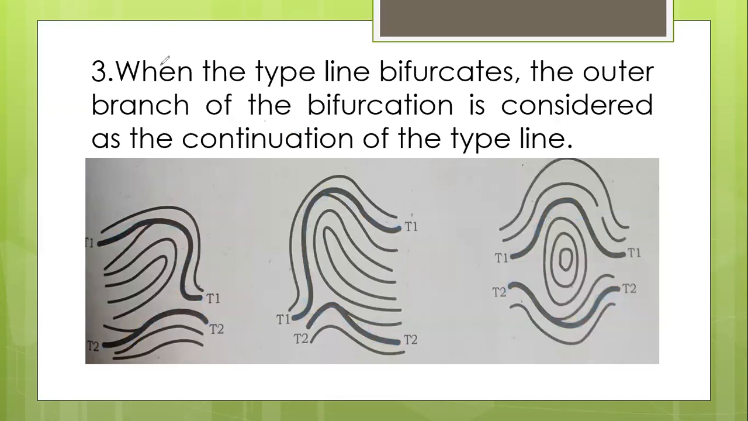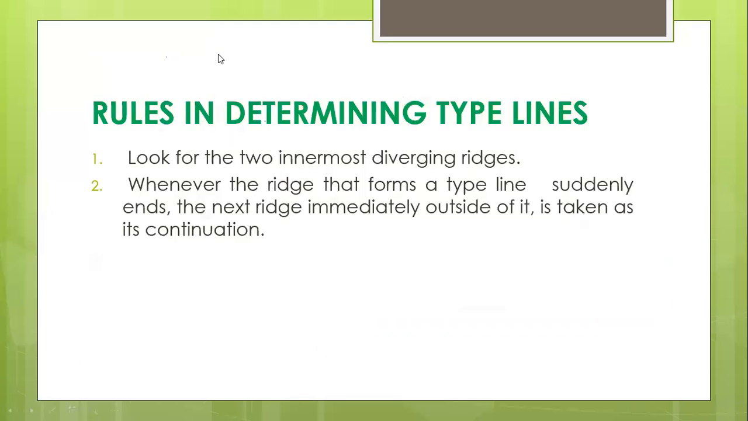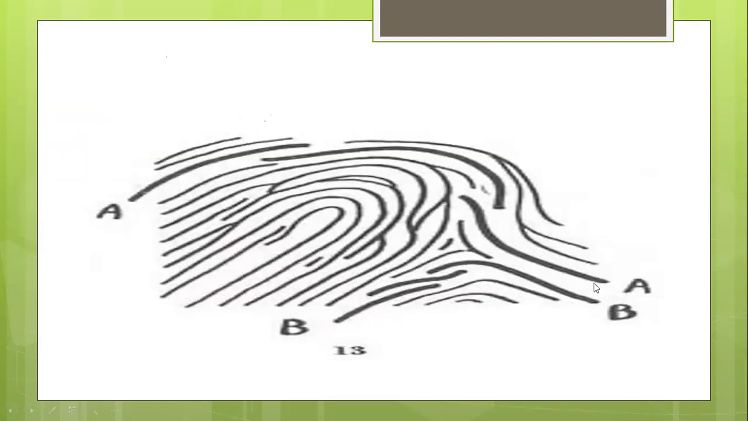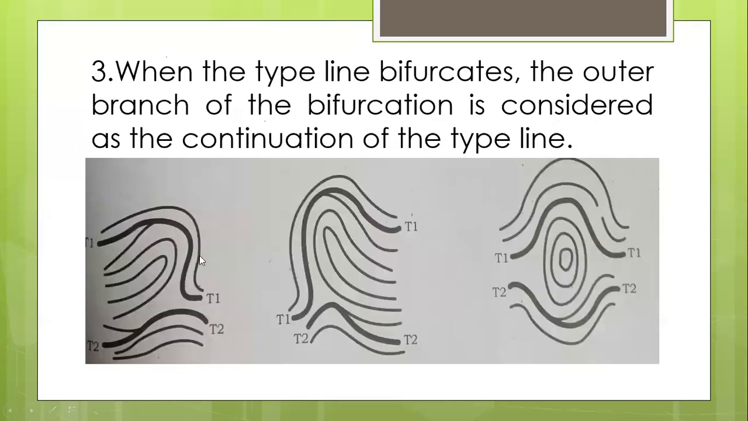Okay. Let's go back to rule number 2. Look for the two innermost diverging ridges, and then number 2, whenever the ridge that forms a type line suddenly ends, the next ridge immediately outside of it is taken as the continuation. So when it suddenly ends, look for the outer ridge or ridges as the continuation of the type line. Moreover, in rule number 3, if it bifurcates, consider the outer bifurcation as the continuation of the type lines.